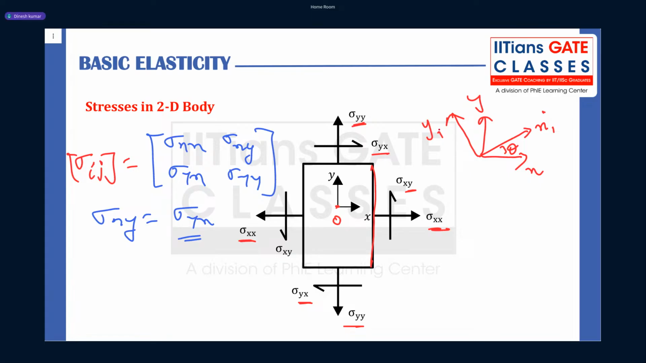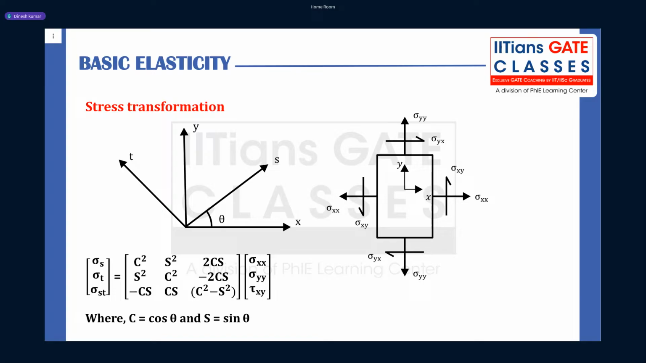You need the angle, and the angle is given. So how can you find the stress when the angle by which it is rotated is given? You need something called stress transformation, or a transformation matrix. We will discuss that next.